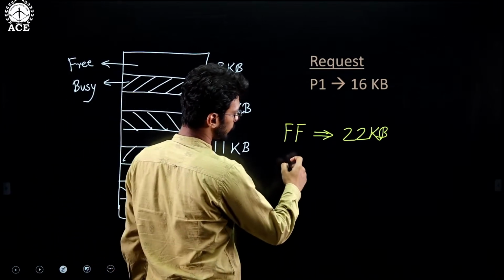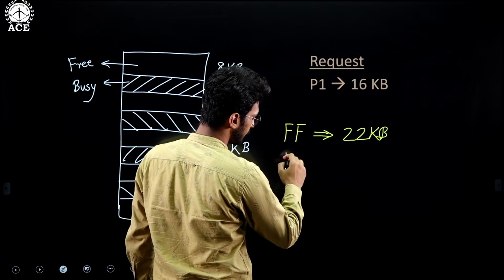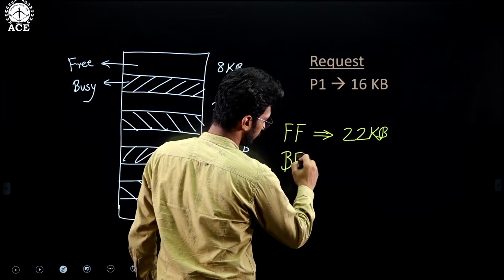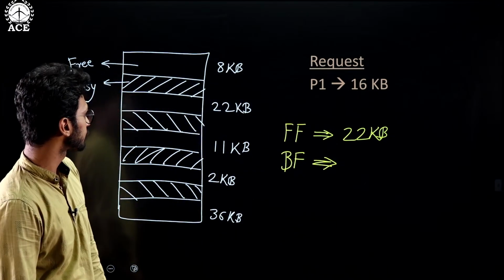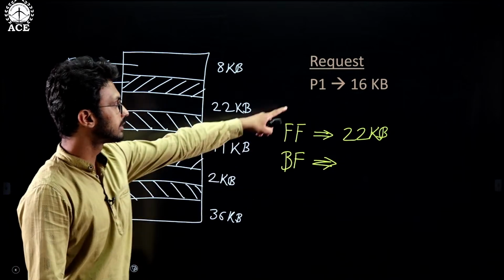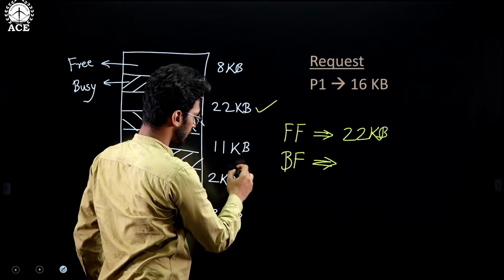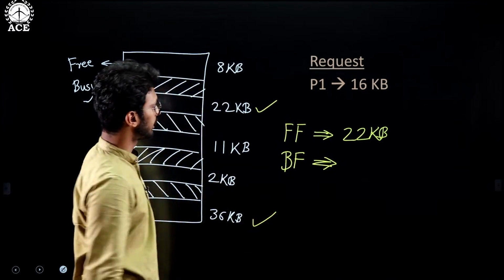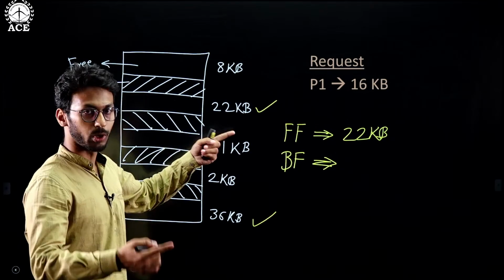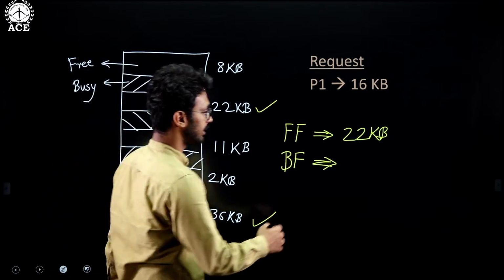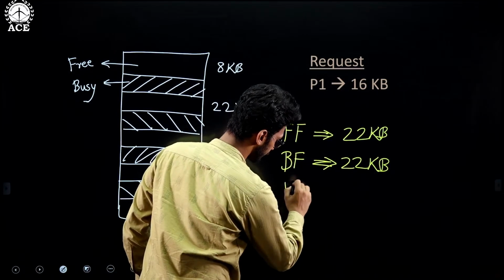If you use, let's say, first fit, then what is it? Next fit. Now let's say best fit. Now what will be the best fit here? 16 KB process, 8 KB, 12 KB. Okay, this is not sufficient. 2 KB. These two are sufficient. 22 KB and 36 KB both are sufficient. Among them, which is smallest sufficient? 22 KB. Here also 22 KB only. Answer.